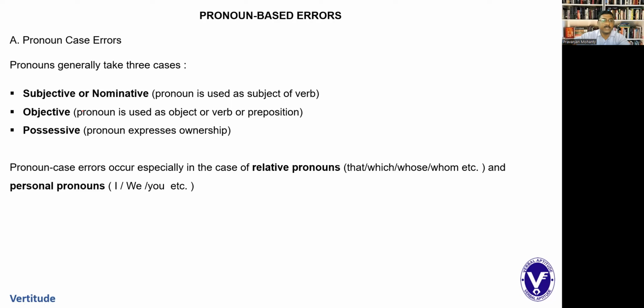जैसे नॉमिनेटिव है, ऑब्जेक्टिव को एक्यूजेटिव केस भी बोलते हैं। This is also known as an accusative case. Accusative, objective pronoun. So, subjective or nominative pronoun is used as the subject of the verb. Objective pronoun is used as the object of the verb or preposition. Objective or accusative case. And possessive expresses possession.